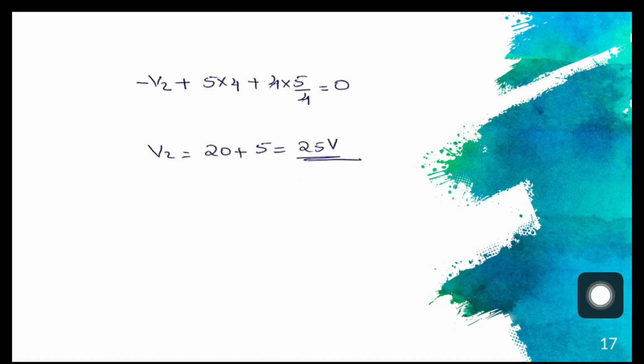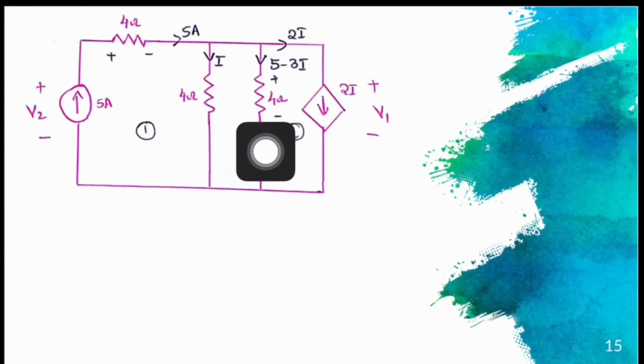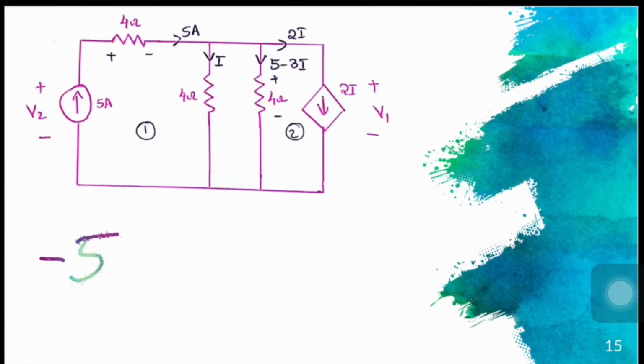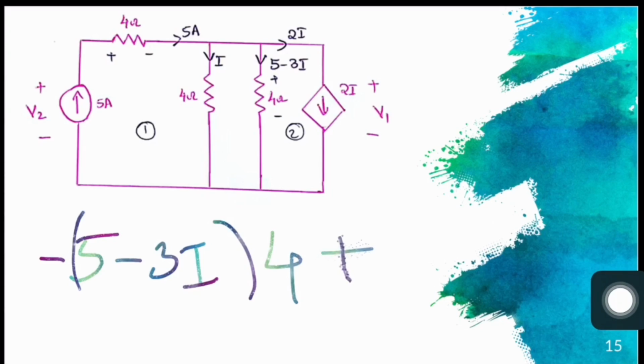Got it? Now we are going to write KVL in the second loop to find out the desired quantity V1. Starting at this point in clockwise direction, first we observe the voltage drop across this 4 ohm. Now can anybody tell me which term should we add to our KVL equation to represent this voltage drop? We should add minus (5 minus 3I) into 4. Then the voltage drop across this dependent current source, which is nothing but V1, and that is equal to 0.